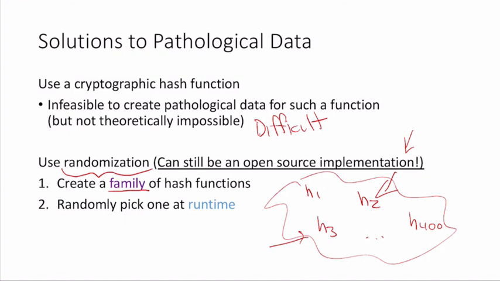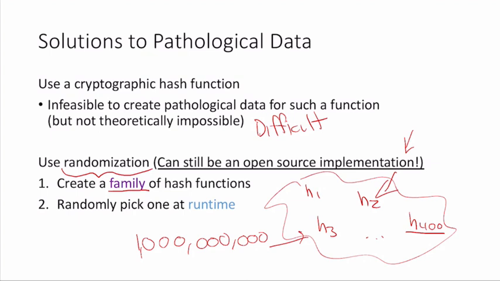Well, if you only have 400, maybe they can just try all 400 pathological data sets and see which one hits the mark. So instead of your family of possible hash functions only being 400, typically you're looking at billions. So effectively, you make it impossible for them to tell which hash function you're using.